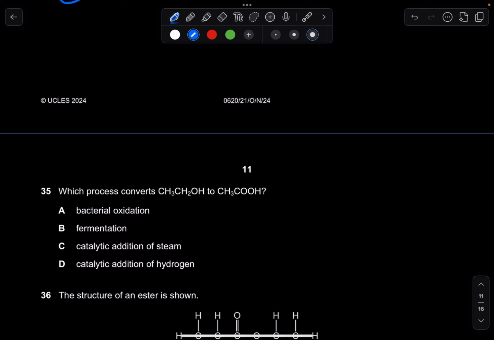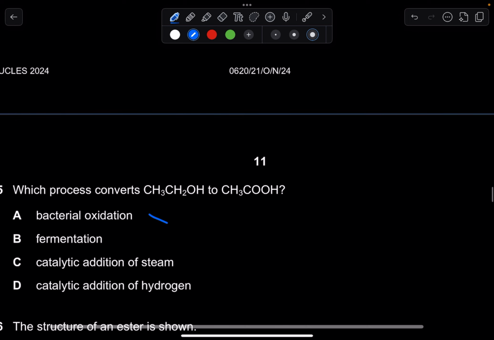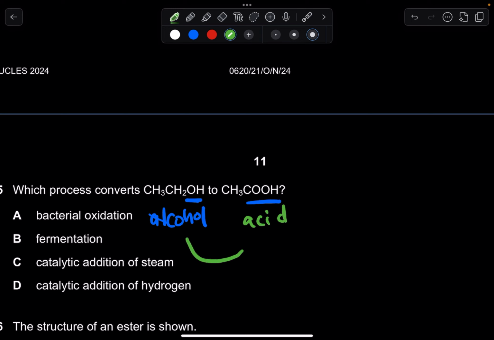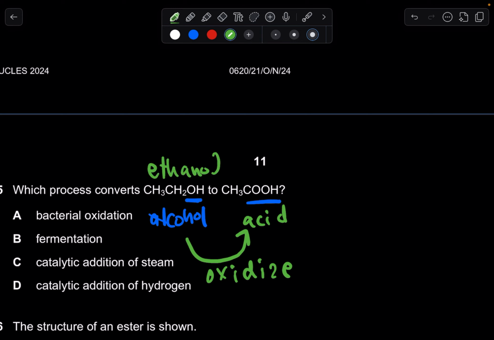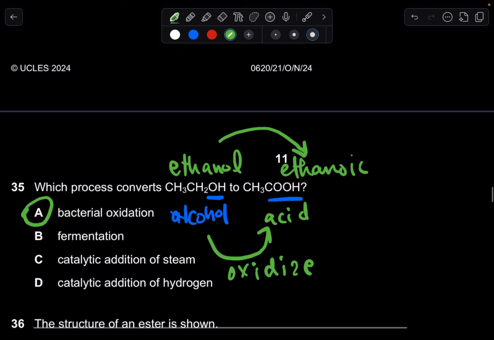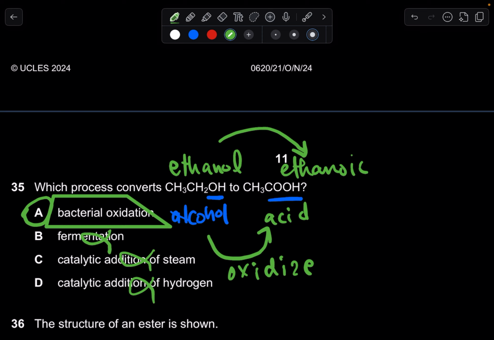Which process converts this thing to this thing? So over here we have an OH and over here we have COOH. So basically this is what we have, an alcohol, and over here this is what we have, an acid. So we're converting an alcohol into an acid, so we have to oxidize it. So CH3CH2OH is ethanol and this is ethanoic acid, so we have to oxidize it. Bacterial oxidation, that's going to be correct. Fermentation, no. Catalytic addition, no. We do oxidation. We add oxygen into it and basically it converts into an acid.